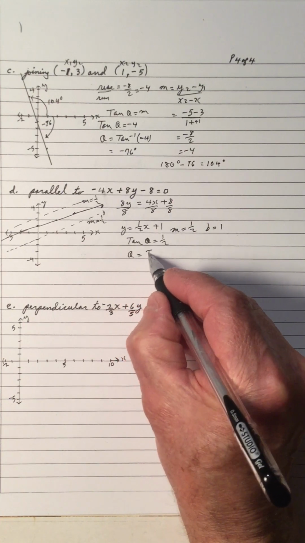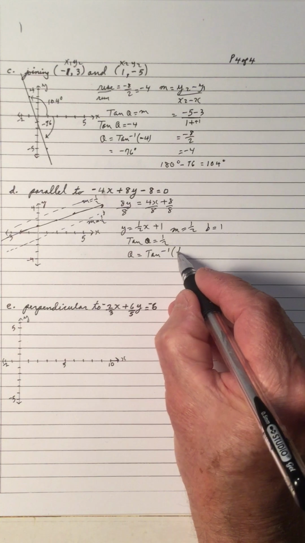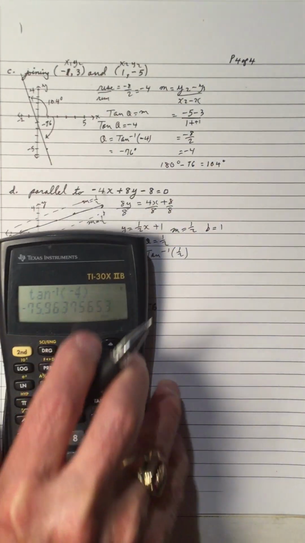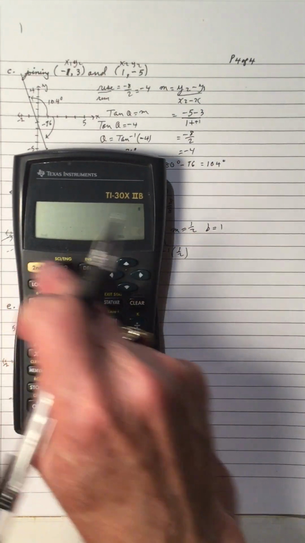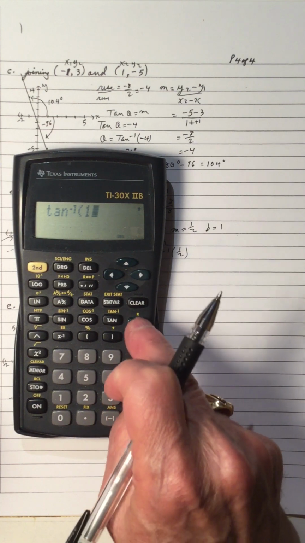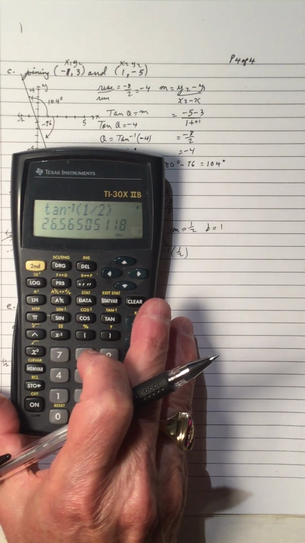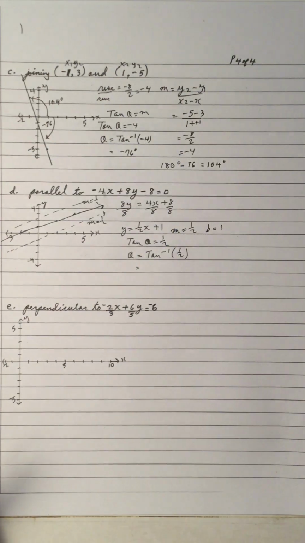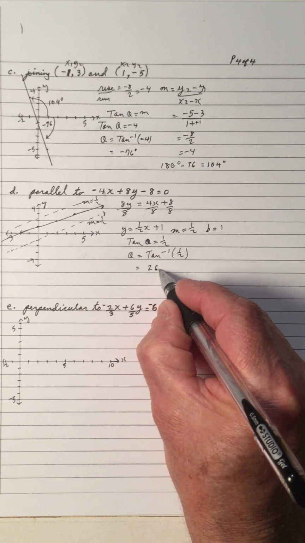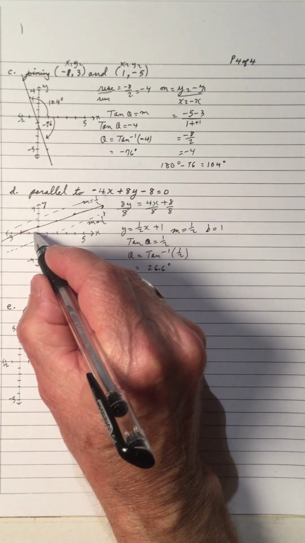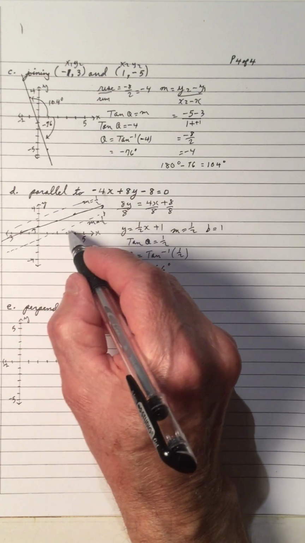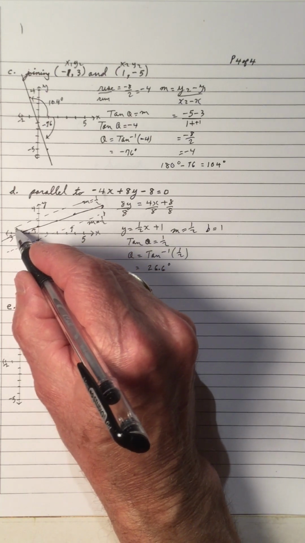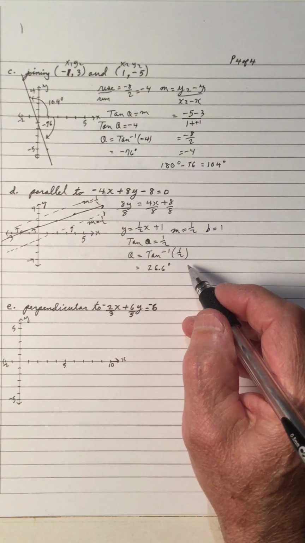So whatever this slope is, the parallel line will have a slope of 1/2. So theta equals tan to the -1 of 1/2. Let's see, inverse tan of 1 divided by 2, and the angle comes out to be 26.6 degrees. So this is the angle of inclination of this line right here. Any line parallel to this one will have the same slope, so its angle of inclination will be the same angle of 26.6.